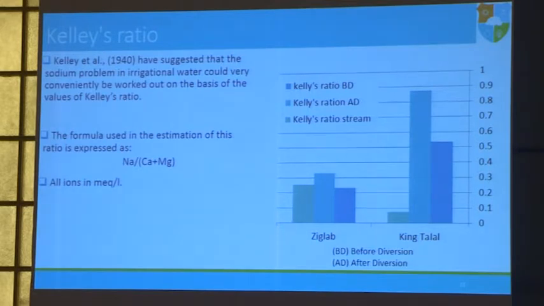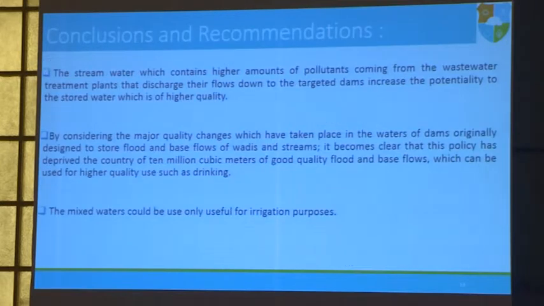There is a factor called the Kelly ratio, and this factor actually represents the ion concentration of sodium over calcium plus magnesium. And the idea was to evaluate which of these two dams was affected by the mixing more than the other. Here we could see that the mixing affects the water quality of King Talal Dam more than Ziqlab Dam. And it is also proof for us that the water in both dams is suitable for irrigation more than drinking uses.